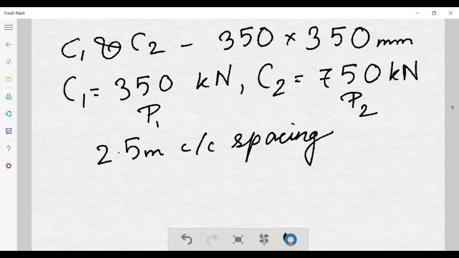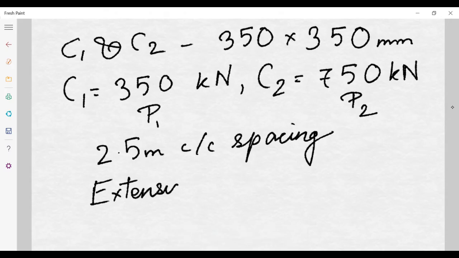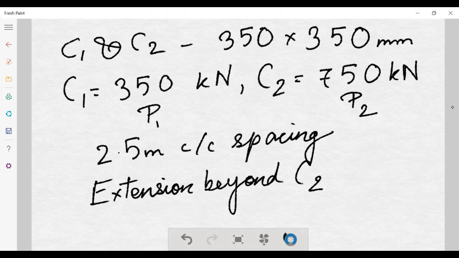Extension on the heavier side should not be greater than 1.5 meter. That means beyond C2, the column with the higher load, you cannot extend it further than 1.5 meter. So extension beyond C2 should be less than or equal to 1.5 meter.